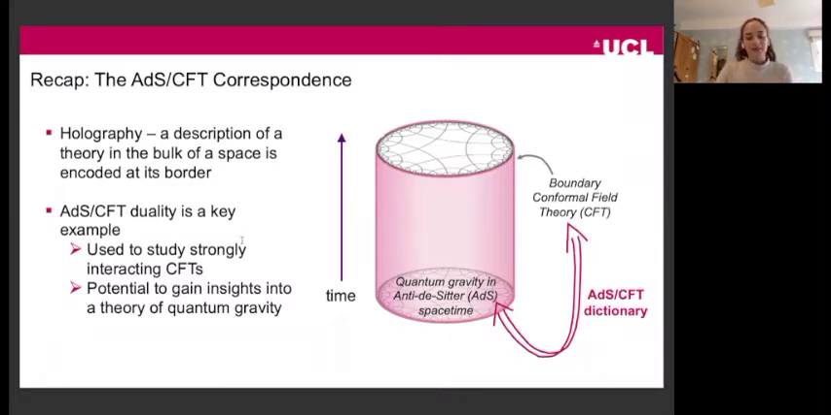Dualities are useful and interesting because problems in one setting might be more easily solved by first mapping into the dual. So for example, in AdS/CFT, this has been used to study strongly interacting conformal field theories by mapping to semi-classical gravity in the bulk. And it's also hoped that you can gain some insight into theories of quantum gravity by using it in the other direction.